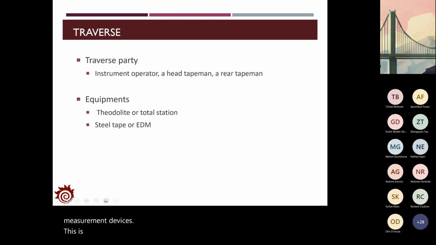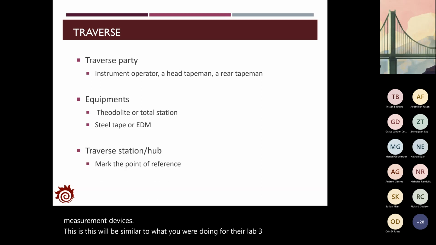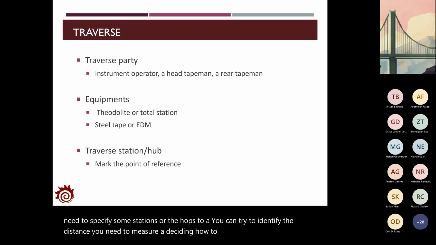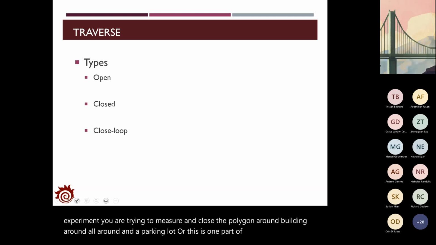This will be similar to what we were doing for lab 3. Also we need to specify some stations or hubs where you can identify the distance that you need to measure, the side you have to measure. For the lab experiment you are trying to measure and close the polygon around the building, around the parking lot. This is one part of the traverse surveying.